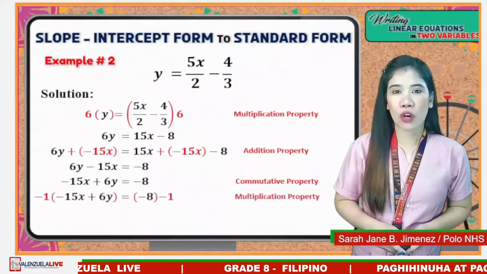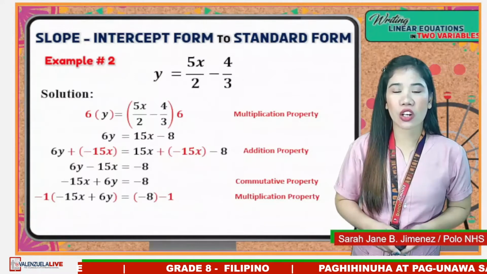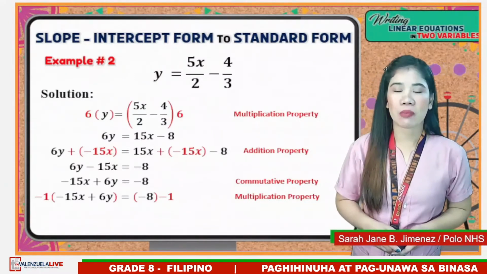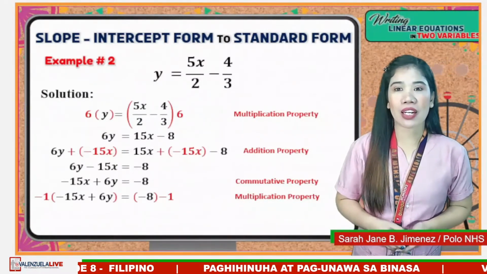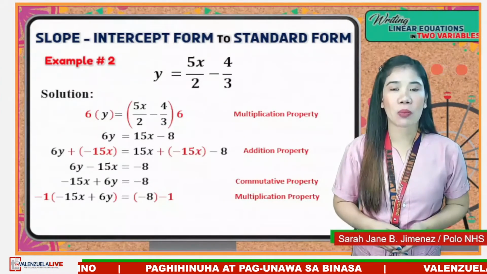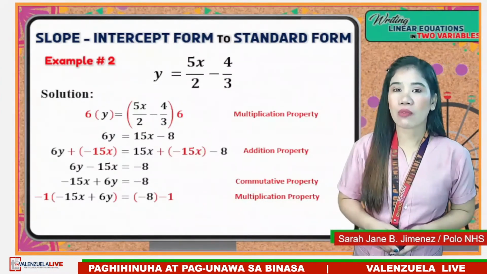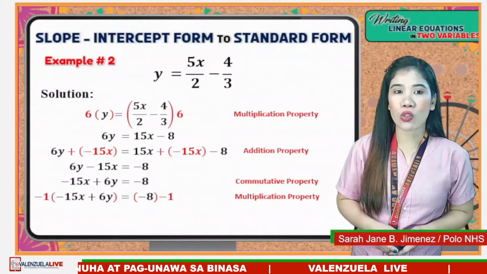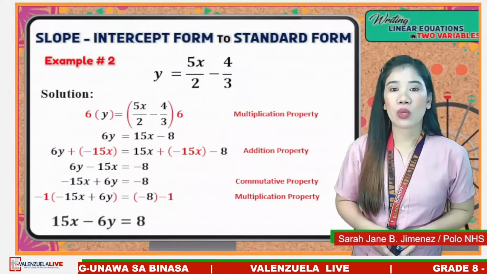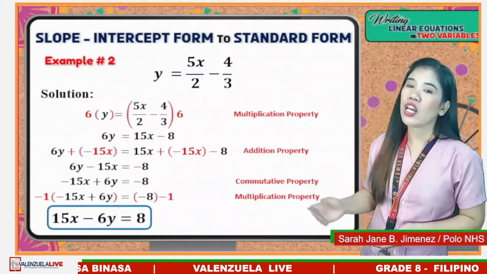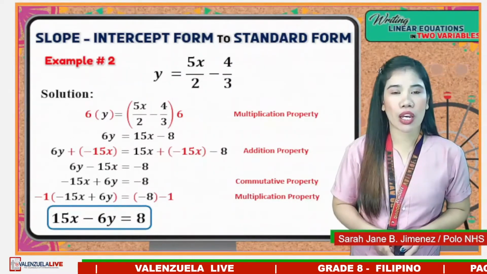For uniformity, let us make the numerical coefficient a, b positive, by multiplying both sides by negative 1 using multiplication property. We can also divide both sides by negative 1 using division property. And we will obtain the same equation, 15x minus 6y is equal to 8.